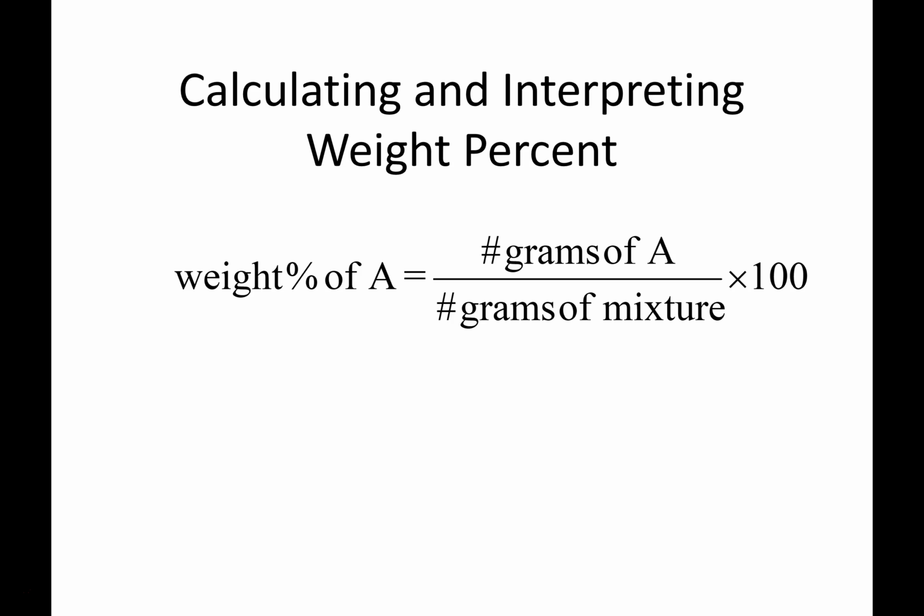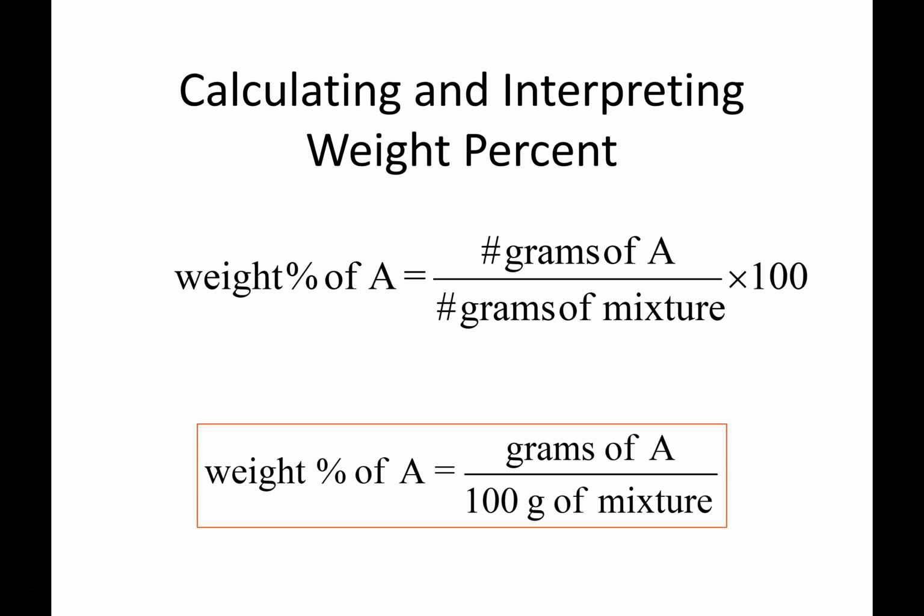Weight percent is the mass of that component divided by the mass of the mixture it was hanging out in. To get it to parts per 100, you multiply by 100%. That's it. Now, if somebody gives you weight percent, sometimes it's helpful to be able to unpack it.